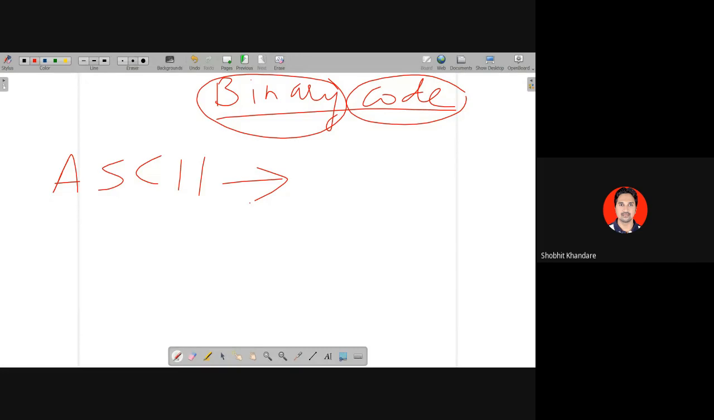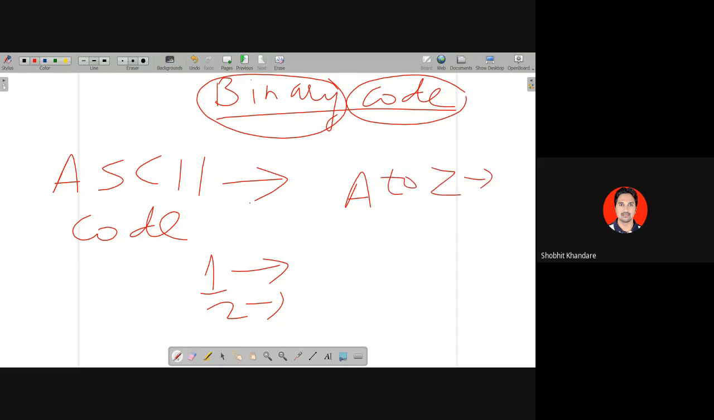Similarly, whatever you see on your keyboard or keypad, its corresponding codes are there. That is called ASCII code. I am giving you an understanding of this. You can Google search: digit one has an ASCII code, two has a code, A has an ASCII code. So A to Z will have ASCII codes. The at-the-rate sign will have some ASCII character, the dollar sign will have one, and the asterisk will have some ASCII character.